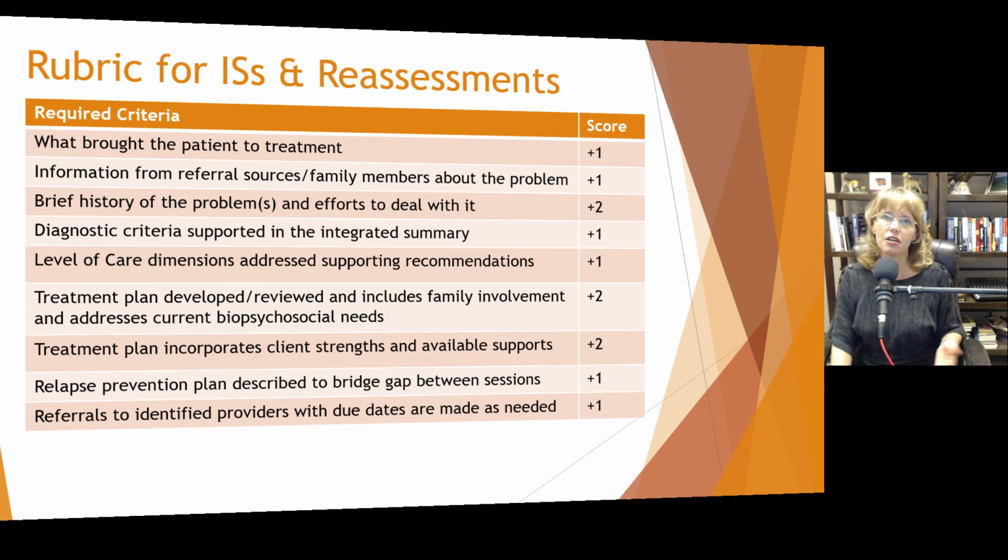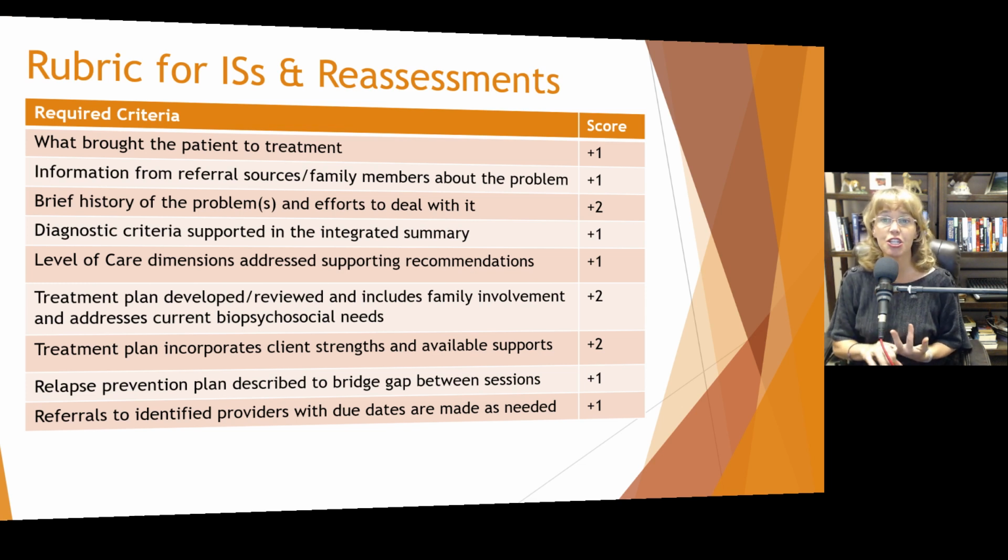When I work with interns, I give them a rubric so they can score their own documentation before they turn it in. And this is it. What brought the patient to treatment? Well, all of these things should be addressed in the integrated summary and in each reassessment. And the score on the right-hand side is the weight of that. If it's a +2, that's one of those things that is more important. So what brought the patient to treatment?